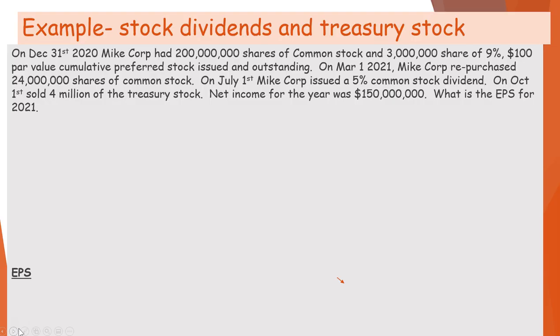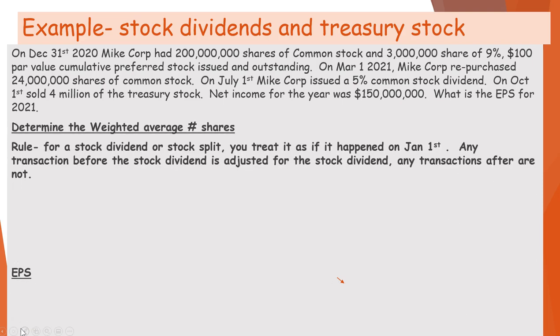So here's our example. Mike has 200 million shares of common stock and 3 million shares of 9% par cumulative preferred stock issued and outstanding. On March 1, 2021, we repurchased 24 million shares of common stock. On July 1st, we had a 5% stock dividend, and on October 1st, we sold 4 million of the treasury stock. Net income for the year is $150 million. What is earnings per share?